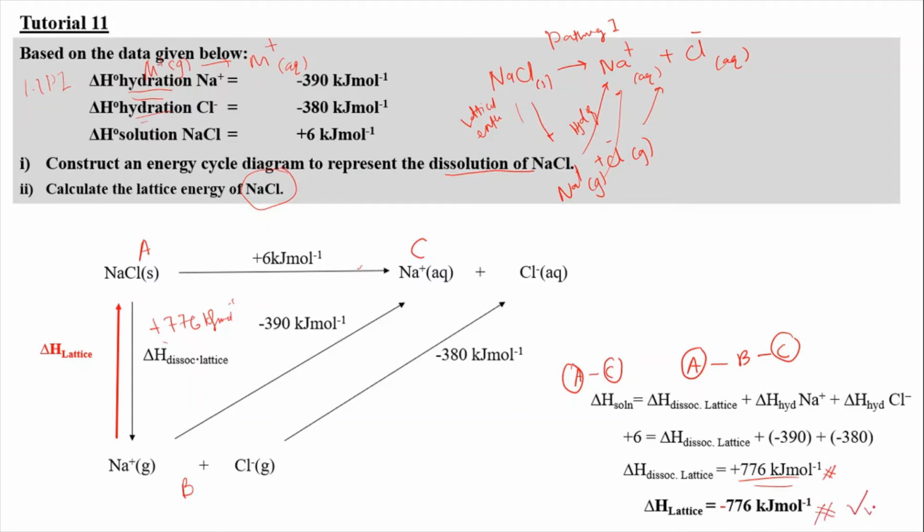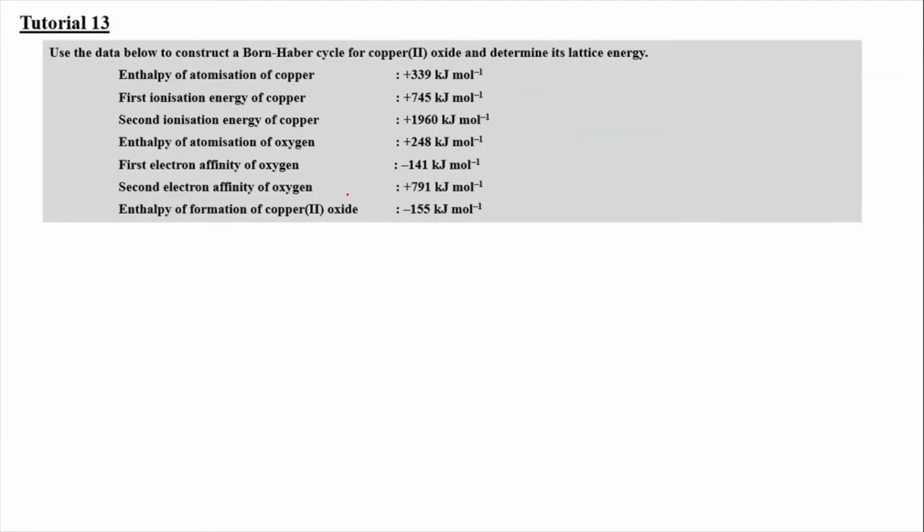All right. For tutorial question 13, we have to use the data below to construct a Born-Haber cycle for copper 2 oxide and determine its lattice energy. The data is given here and you have to write the thermochemical equations and construct a Born-Haber cycle. But in this video, I'm going to show you how to write in terms of the energy cycle method first, and later we're going to do the Born-Haber cycle.